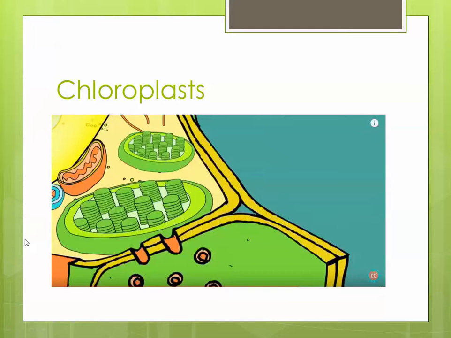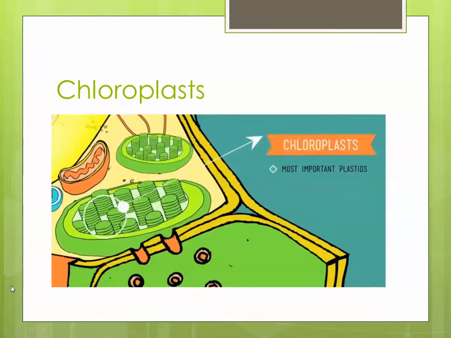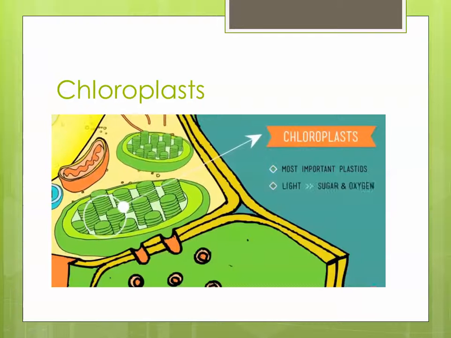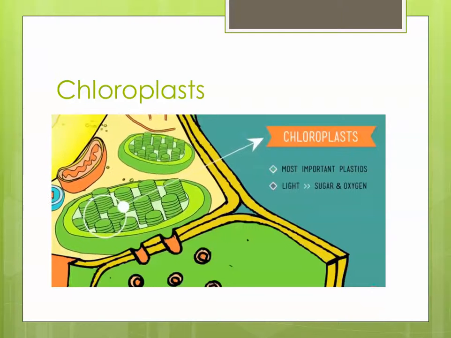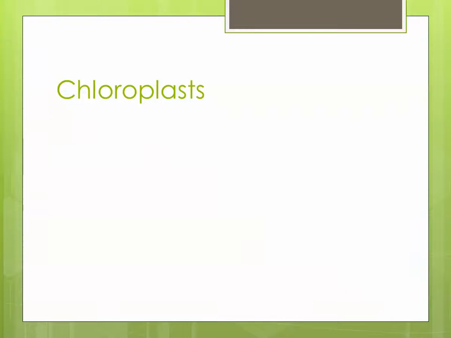Next, we're going to go over chloroplast. And we will go over chloroplast again when we go over photosynthesis. Anyway, the most important of the plastids are the chloroplasts, which convert light energy from the sun into sugar and into oxygen, which the plant doesn't need, so it just gets rid of it. All of the green parts.